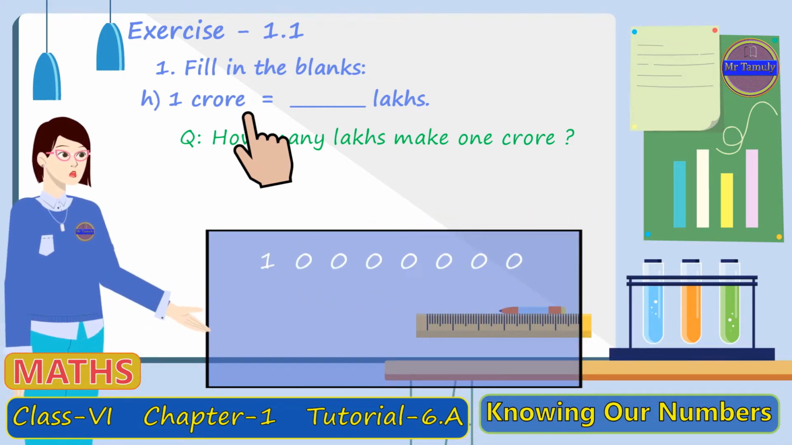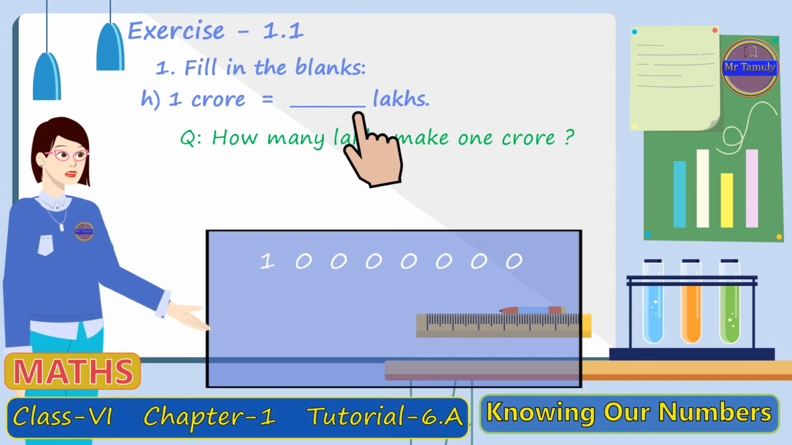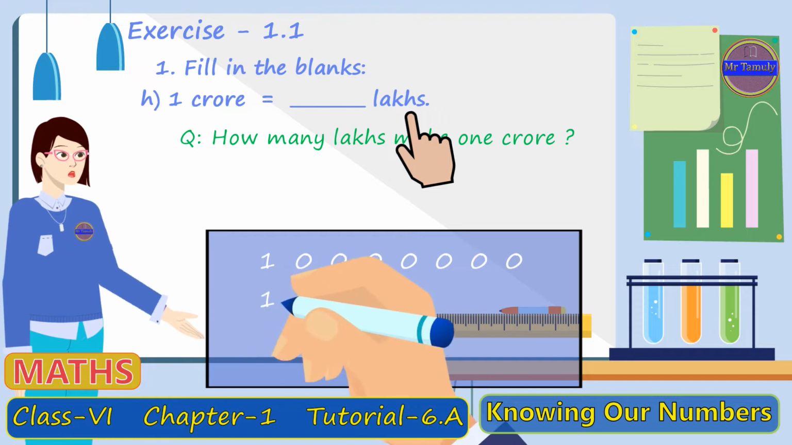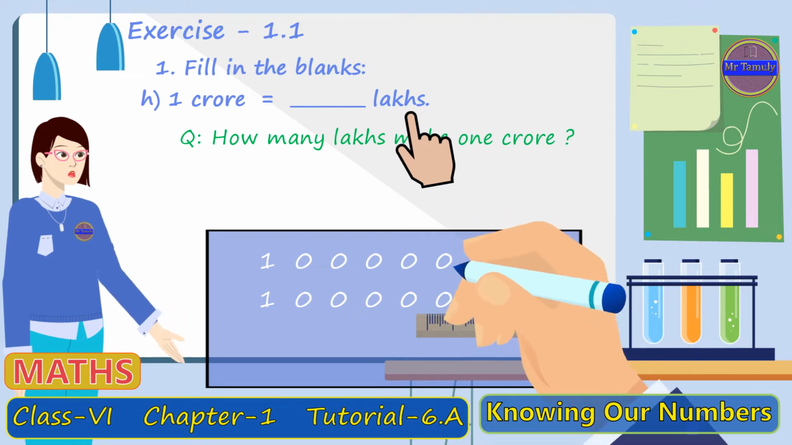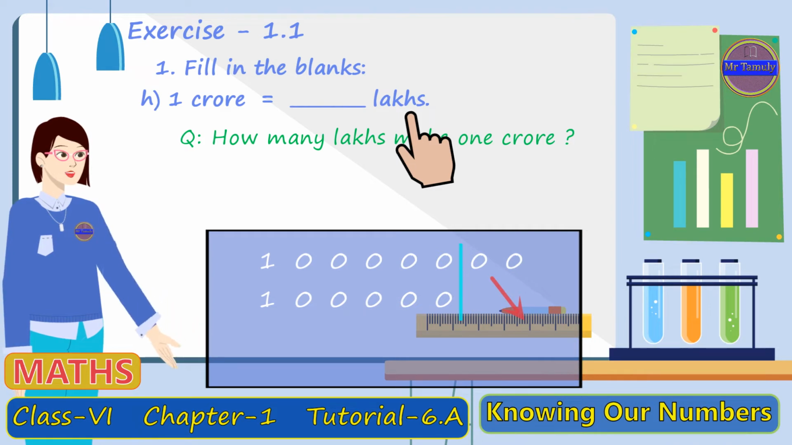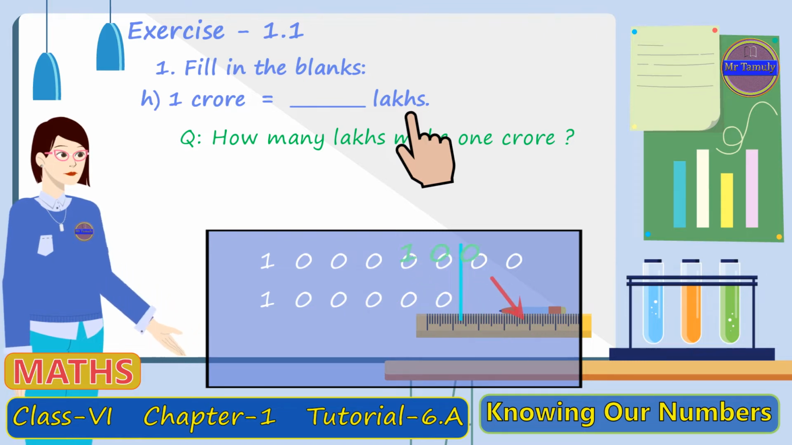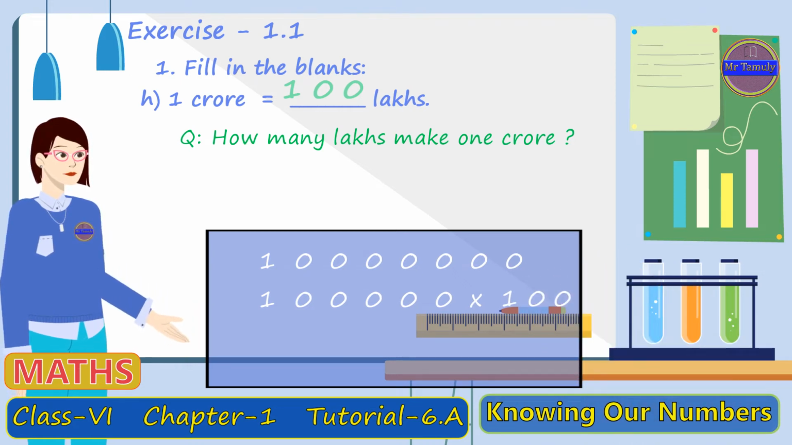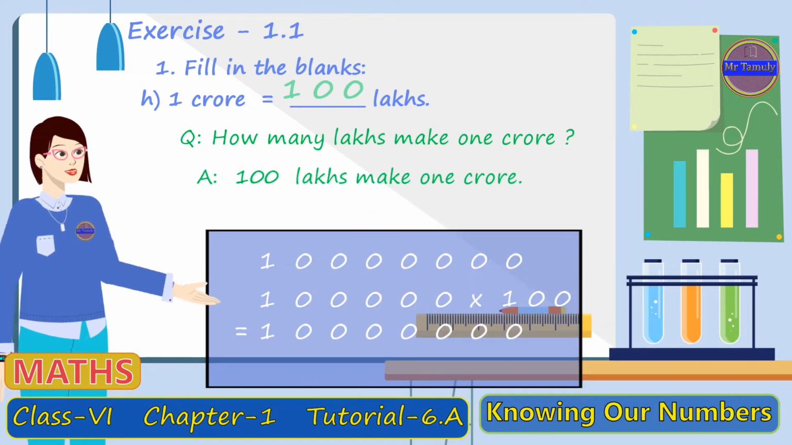1,00,00,000. Below this number we shall write the other number which is on the right hand side of the equal to sign. The number is 1 lakh. So we write 1,00,000. As you can see, 1 lakh has got 2 zeros less as compared to 1 crore. So, the answer to this question is 100. To verify the answer, you can multiply 1 lakh by 100. The answer that you get is 1 crore. Which means that 100 lakhs make 1 crore.